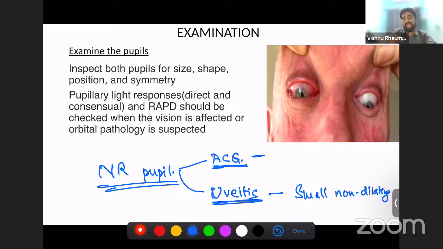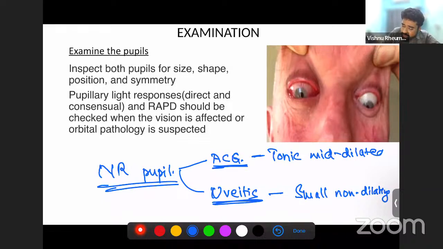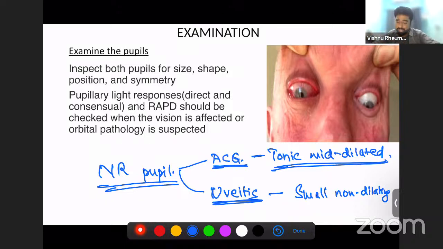But in case of angle closure glaucoma, here also it will be non-dilated. It will be kind of non-reactive. That is your mid-dilated pupil, and it is called a tonic mid-dilated pupil. What do you mean by mid-dilated? It will not be small. It will be somewhere in the middle between a pupil in the dark versus in complete light. It will be mid-dilated.